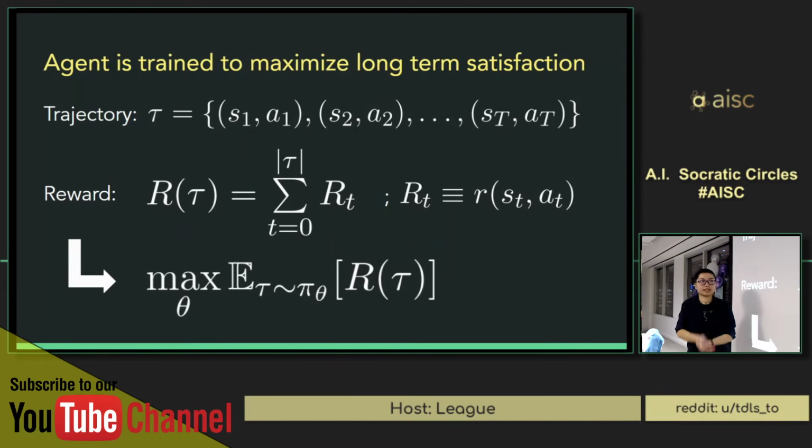So what does that mean? R_t might be R1: when in state 1, I did action 1, and then I got reward 1, right? Then in state 2, I did action 2, and I got reward 2.